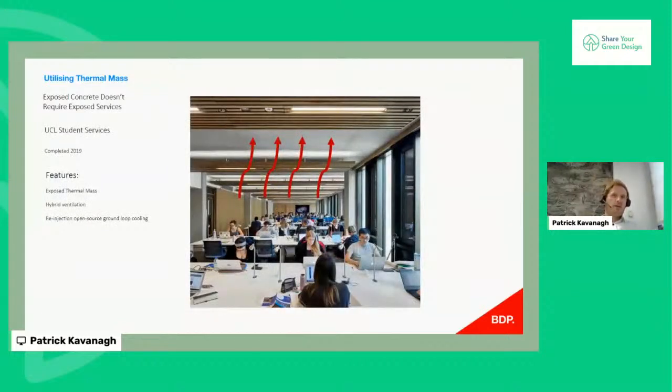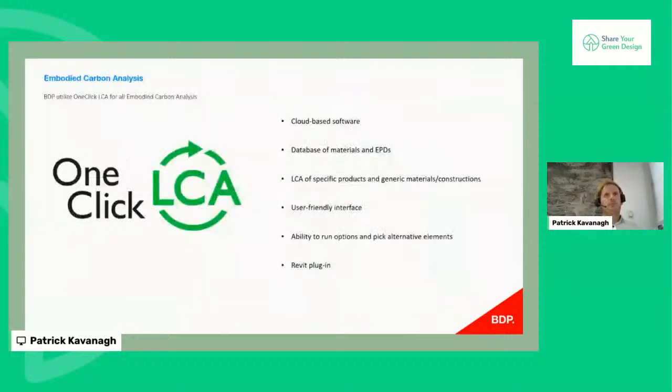Again, this is just one more example, the UCL Student Services Centre, which was completed in 2019. This features exposed thermal mass. You can see that it's very neat. It doesn't have to be all exposed services with running ductwork. Again, this was a hybrid ventilation project, and it also had a re-injection open source ground loop for cooling.